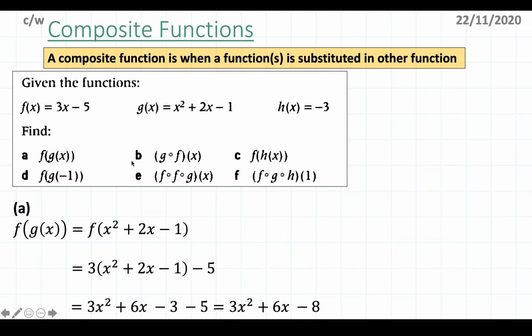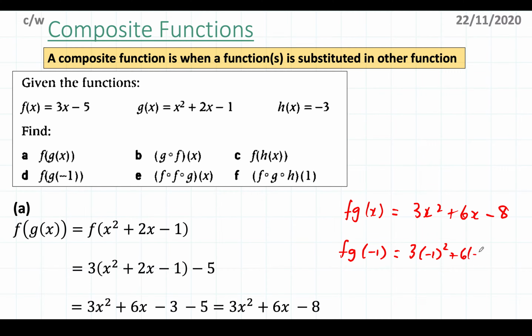Now, this means that this is a general expression for f of g of x. So f of g of x is now equal to 3x squared plus 6x minus 8. And basically what that means is, what if I substitute -1 as we did in that previous example? If I substituted -1 in there, I'll get 3 times -1 squared plus 6 times -1 minus 8. You can pause the video and try that out.